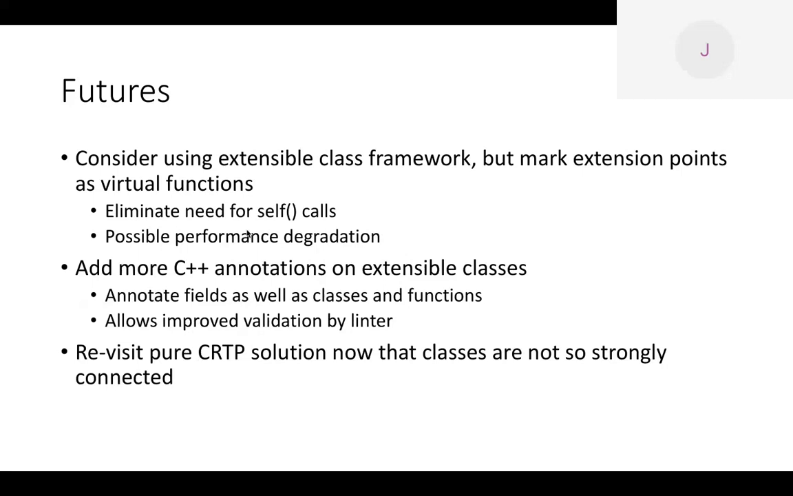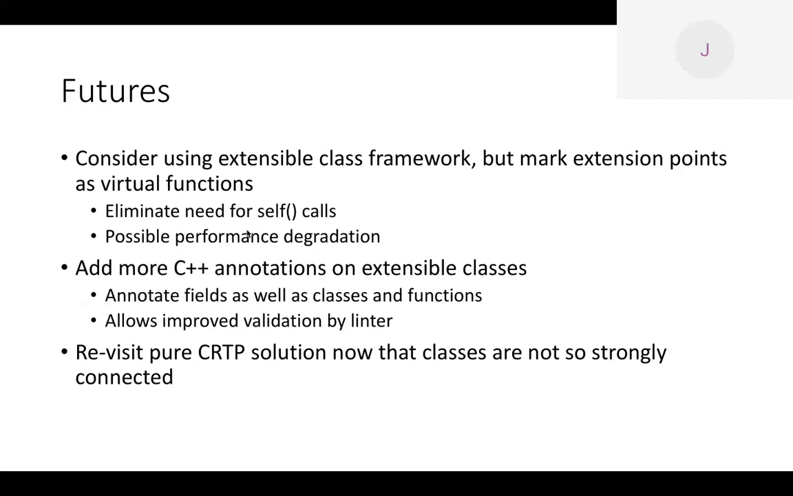Add more C++ annotations and extensible classes. Yeah, we could potentially annotate what the extensible parts of the class are. So instead of, for example, using virtual, as the previous bullet said, we could annotate them to say this is the extension point. And we can actually provide tooling to help validate that.